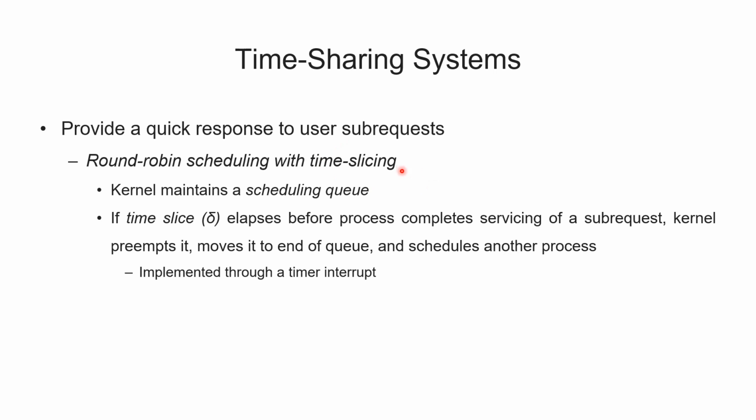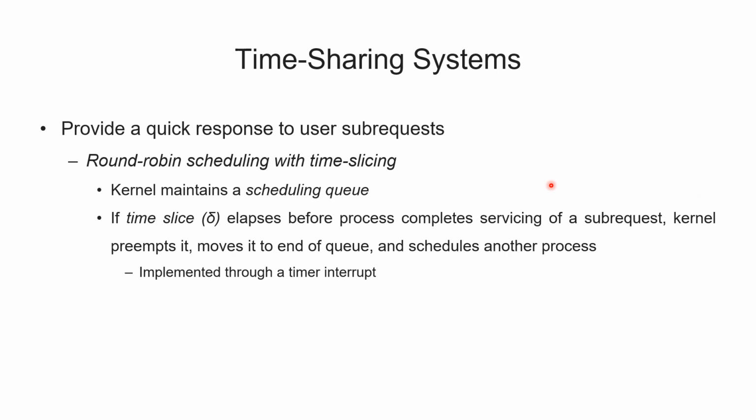Time slice is nothing but the predefined time which is allocated to each and every process. If the predefined time is over and the program is not executed completely, then that program is preempted from the CPU and put back into the queue. The same CPU will then be allocated to another process. This is called time slicing. The scheduler always selects the request at the head of the queue for execution, because it is round robin scheduling. The kernel always maintains the scheduling queue.